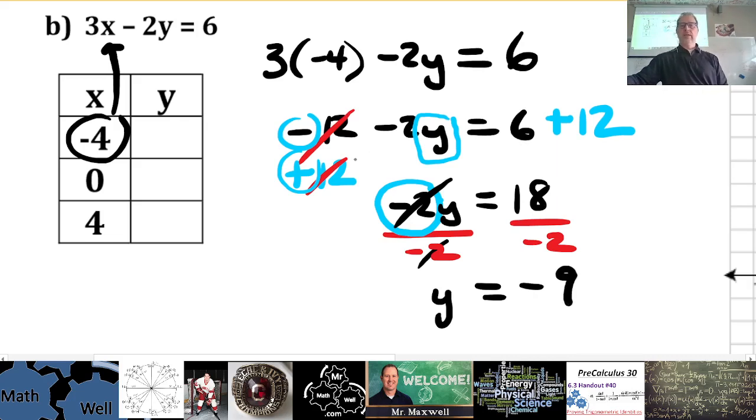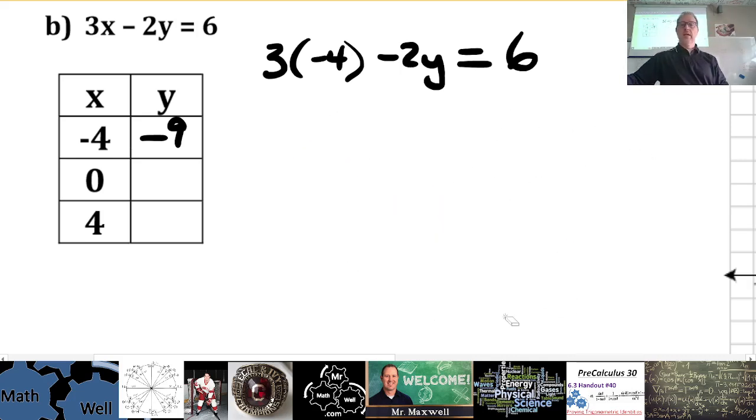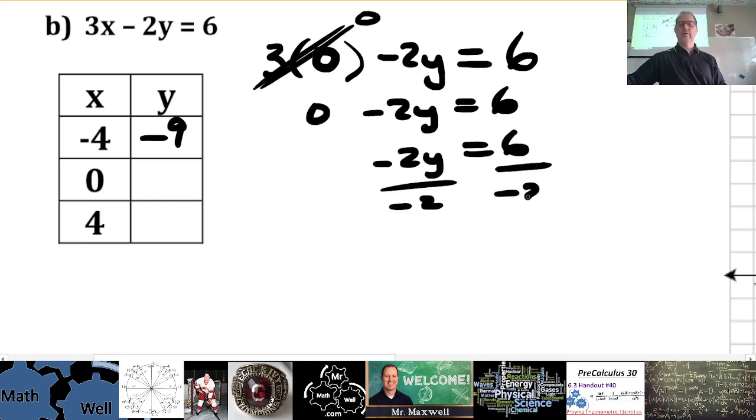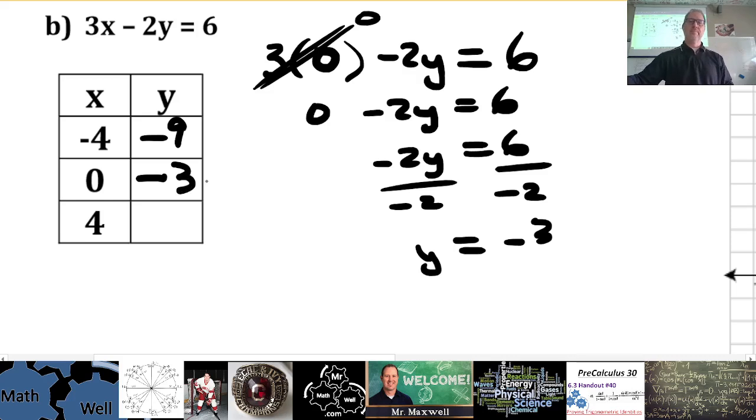So let's just double check real quick. Negative 12. I added 12. 18 divided by negative 2. Negative 9. Okay, I like that. All right. Now the 0 should be pretty easy. Let's see how easy the 0 is. I'm going to make some space here again. The 0 should be pretty easy because when you multiply something by 0, that just makes that whole term 0, doesn't it? So that's 0 minus 2y equals 6. And negative 2y equals 6 divided by negative 2. Y equals negative 3.